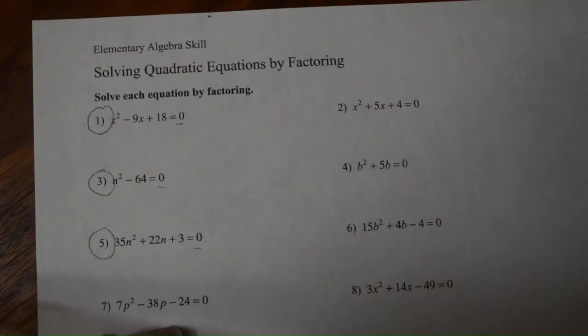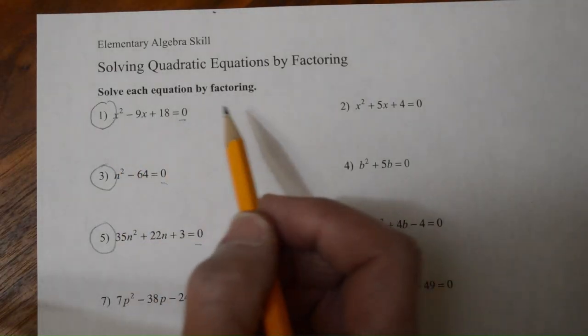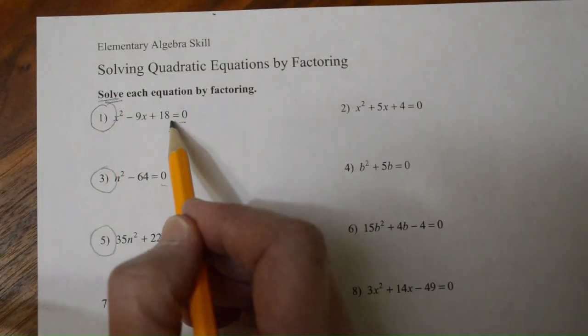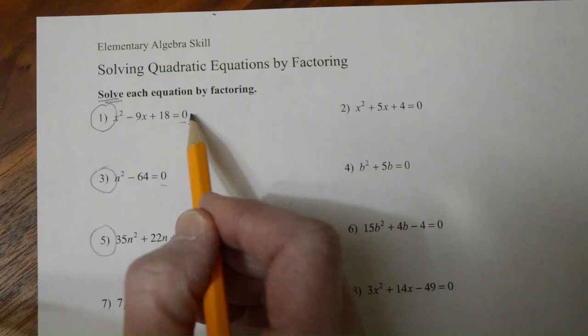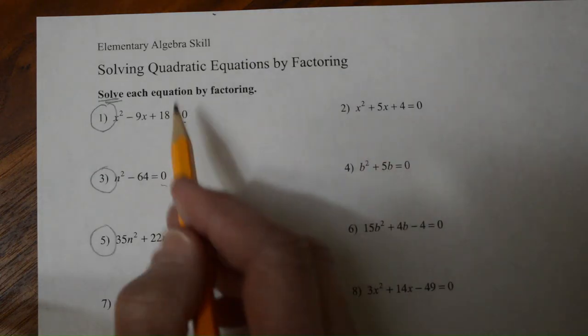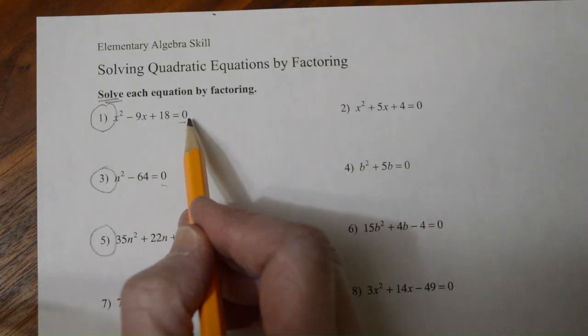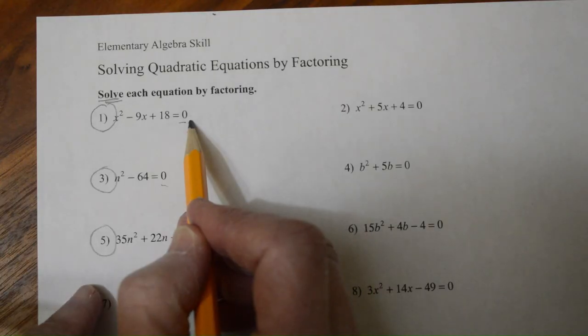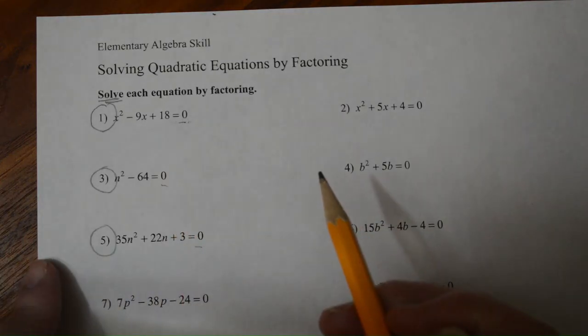All right, so for problem number 1, we're going to look at this. Again, it says solve. We're not surprised because it has an equal sign and it's set equal to something. And in this case, again, it's that desirable 0. We want it to be equal to 0 so that we can use the 0 product principle.